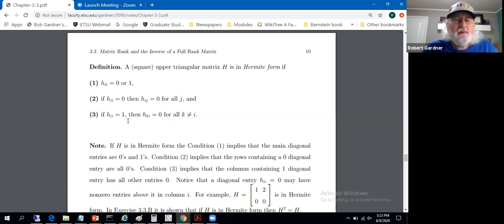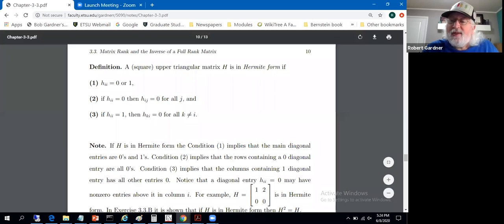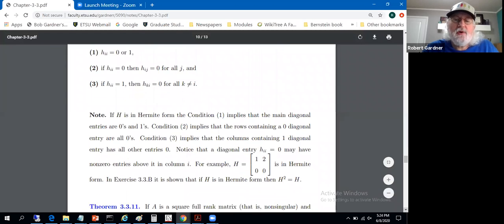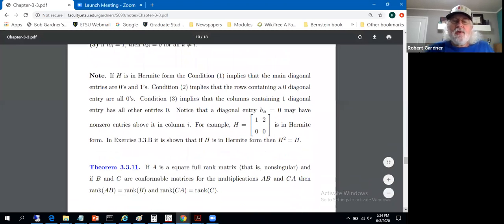If H sub II equals 1, then H sub KI equals 0 for K not equal to I. Okay, we're varying the rows. So you're requiring when you get a 1 along the diagonal entry, you've got all zeros above and below it. This implies columns containing 1 on the diagonal, all the other entries are zeros. So in these Hermite forms, we're getting lots of zeros.